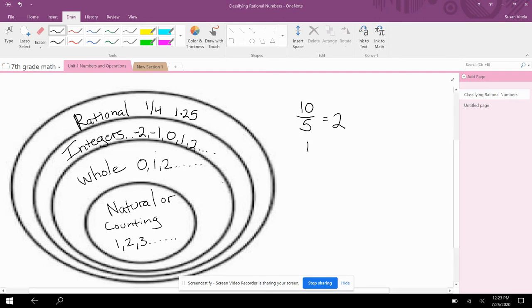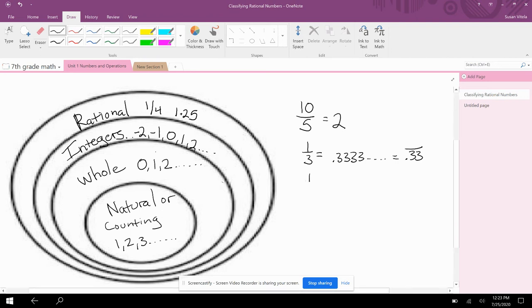If I have a fraction, let's say 1/3, and I divide the bottom into the top, I get 0.33, and it repeats and repeats and repeats. It goes on and on and on. Normally, we would write it like this. Now, if you have a fraction and you convert it to a decimal and it repeats and goes on and on and on, but it's the same number or the same pattern of numbers, it is still a rational number.